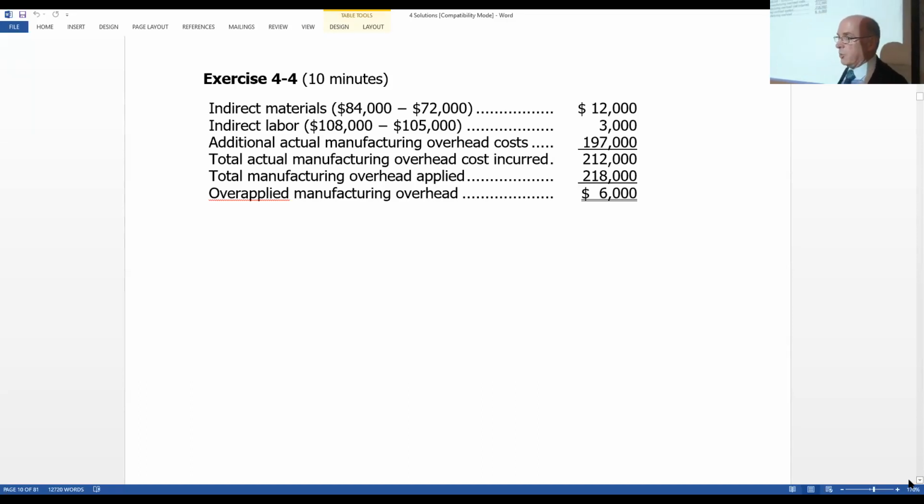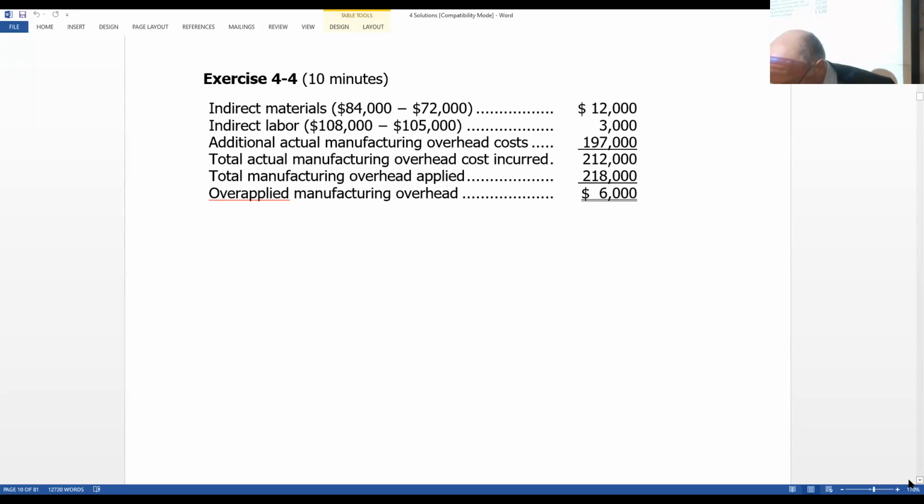We report the actual numbers when we know what they are. And at the end of the period, we know what they are. And it's subject to maybe some minor adjustments later. But that's in the financial accounting class, right? We don't have to deal with that. So that's it for number 4.